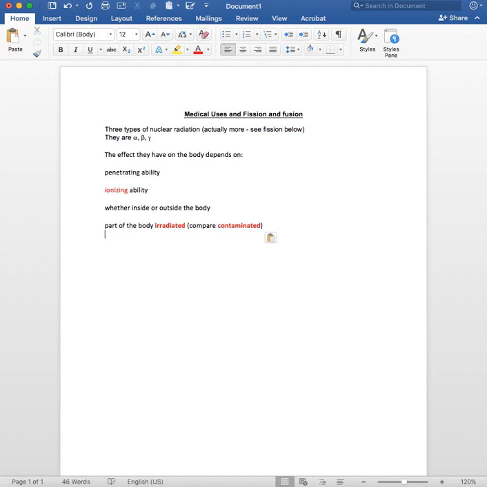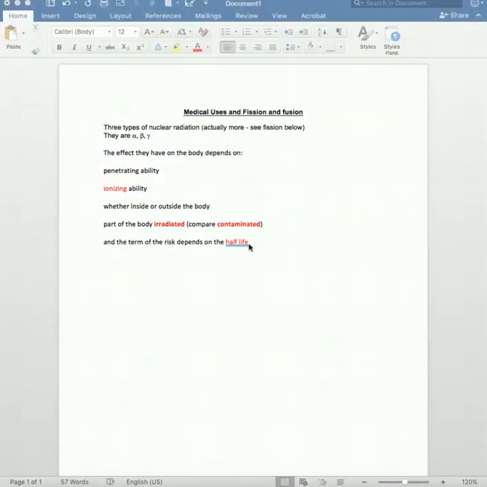So it depends on which part of the body is irradiated, and of course, thinking back to earlier work, how long that risk remains a serious consideration depends on the half-life of the source. And that's something you know about quite well. The average time for the activity to fall to half of its current value. Alternatively, the average time for half of the parent nuclei to decay.